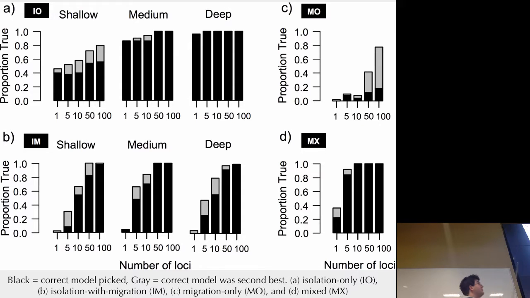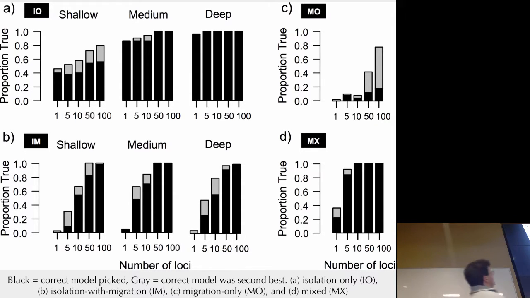How does it work? Okay, so here we have different models, right? Here we have isolation-only models. Here we have IM, so isolation migration, right? Here you have mixed models, right? And here we have migration-only models, okay? And black is when we pick the exact best model, okay?